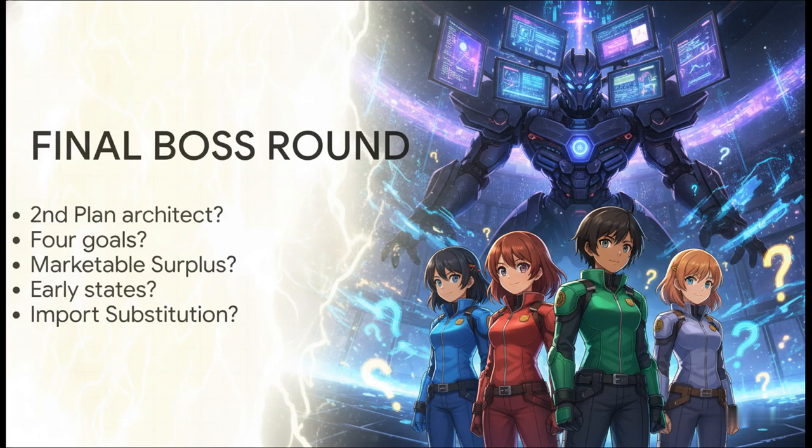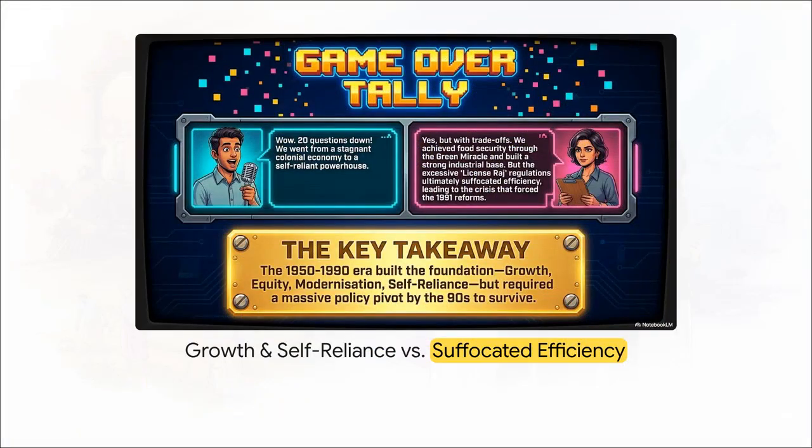Number 1, who was the second 5-year plan architect? Number 2, what were the 4 core goals of planning? Number 3, how do you define marketable surplus? Number 4, which states benefited first from the Green Revolution? And number 5, what exactly was import substitution? I just want you to hold those answers in your head for a second. Okay, powering down the machine, game over.